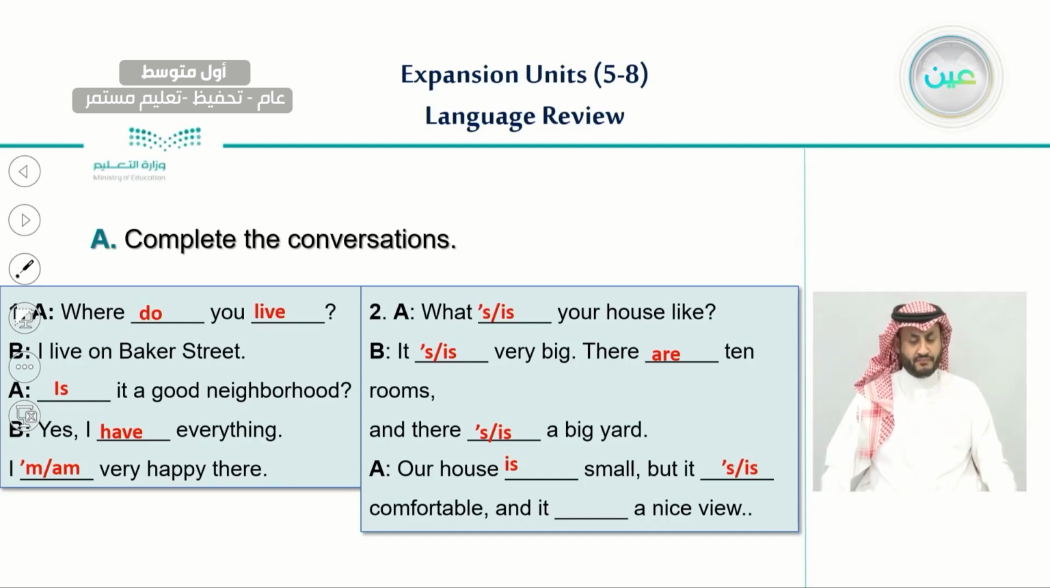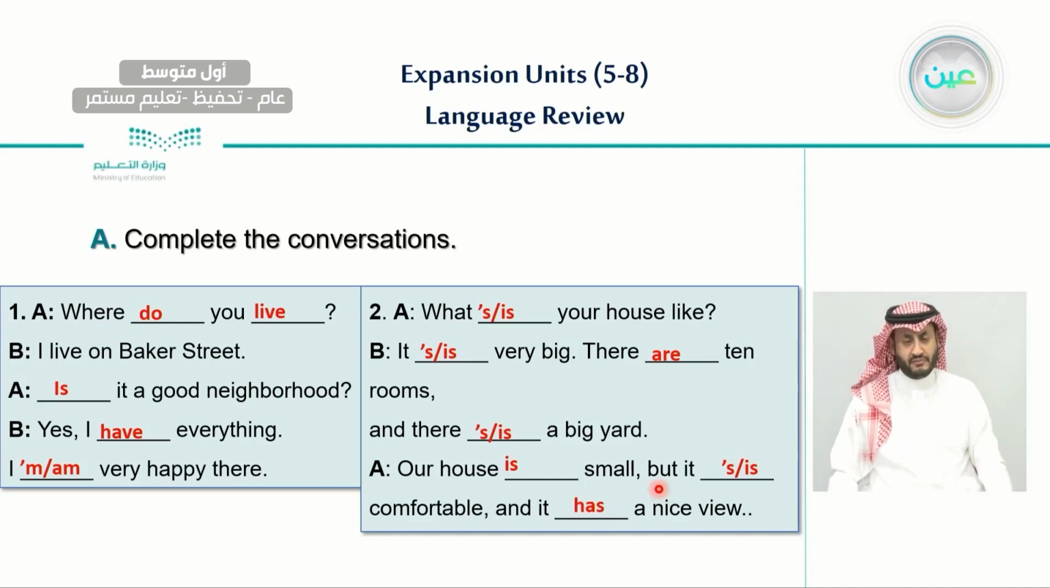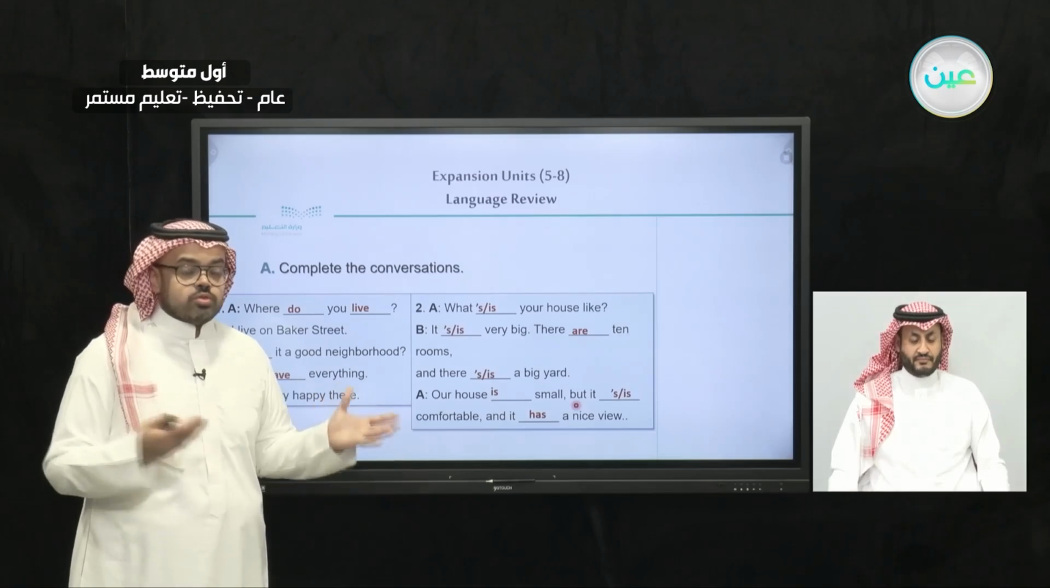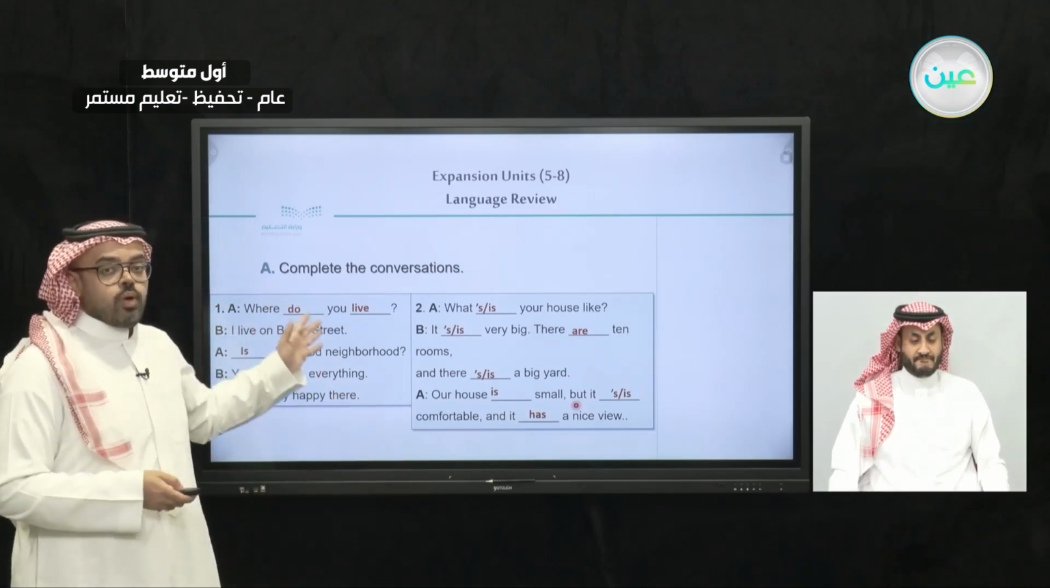And as we said in the last unit, we have connectors. If we say one thing that is not good and the other is good, we would use a connector like but. So our house is small, but it is comfortable and it has a nice view. And the answer will be, it has a nice view. Here is a quick reminder of the rule of there is and there are, and also the question and the answers that we have in the unit, which is where do you live?